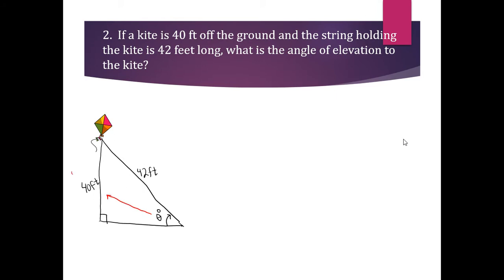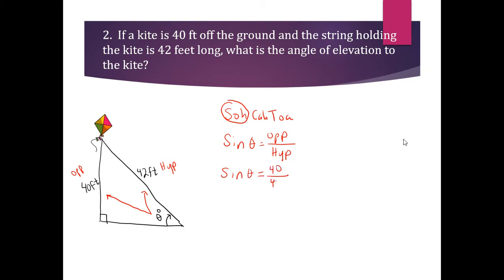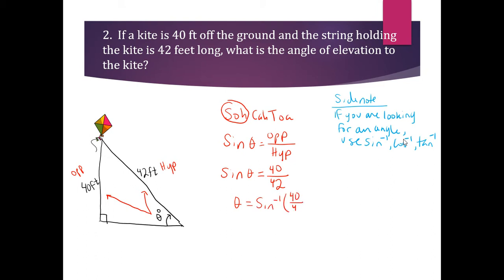So again, 40 feet is the opposite. Across the 90 degrees is the hypotenuse. And using SohCahToa, we know we're using sine again. So let's go ahead and write in our information. Sine theta equals opposite over hypotenuse. Sine theta is 40 over 42. So in our calculator, because we are looking for theta, remember that when we're looking for an angle, we use a different function, which is the inverse functions, and that's sine inverse, cosine inverse, and tangent inverse. So in our calculator, we're going to type in sine inverse of 40 divided by 42.